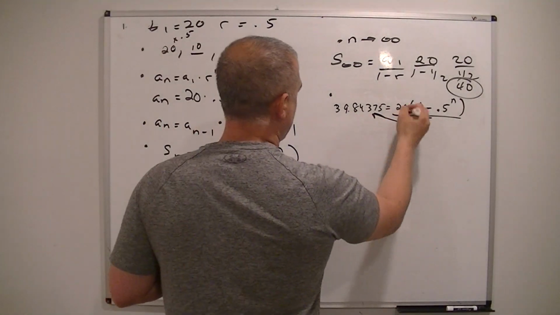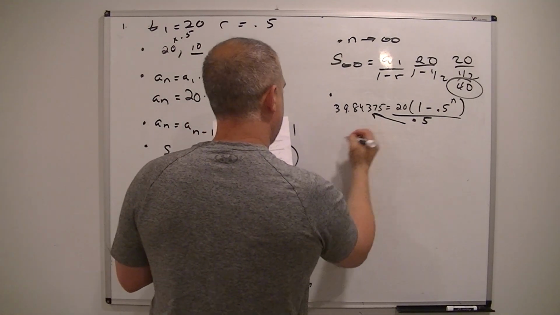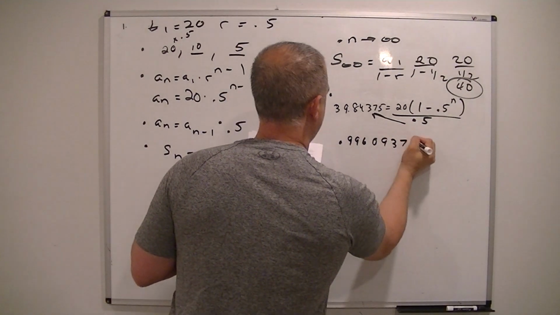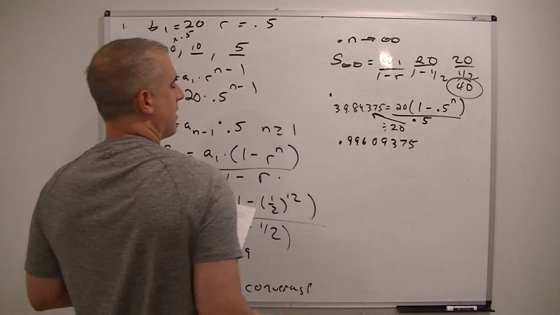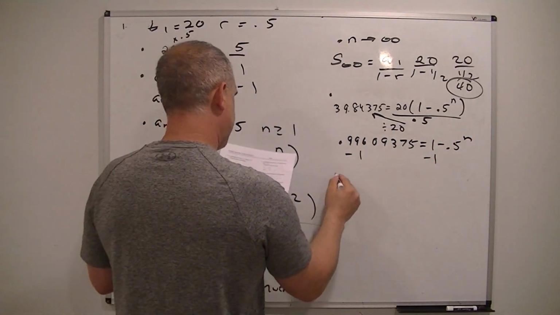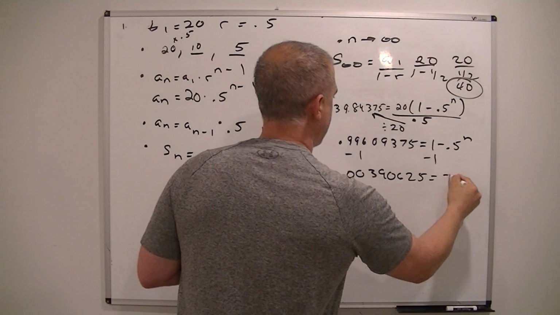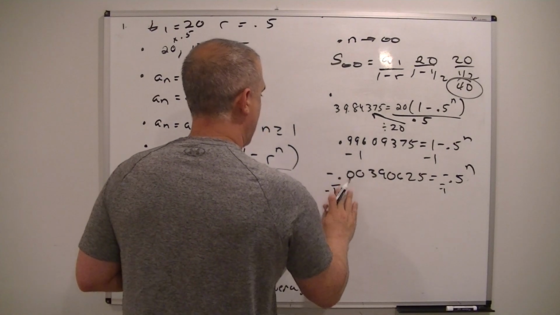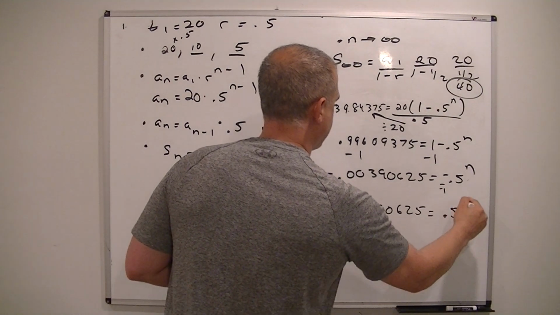After I cross multiply that, I would divide it by 20. And what you would end up having is 0.99609375. So I cross multiply this and then divide by 20. That would leave you with that. I would subtract 1. What that ends up being is negative 0.00390625 equaling negative 0.5 to the n. Well, if I just divide both sides by negative 1, I would get 0.00390625 equals 0.5 to the n power.